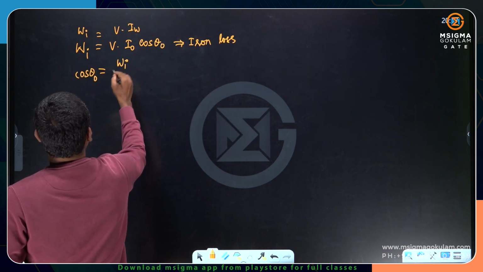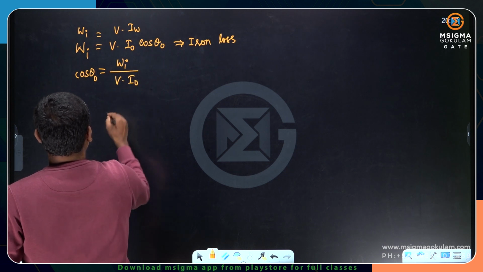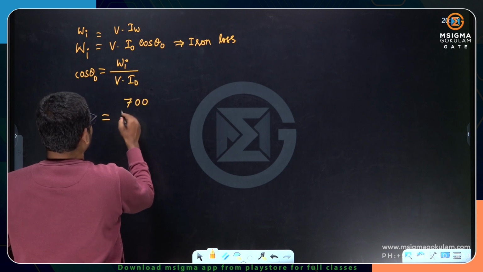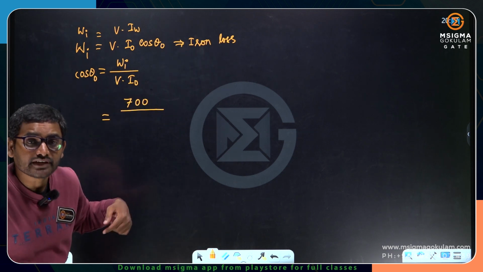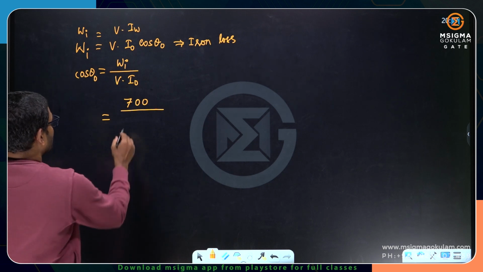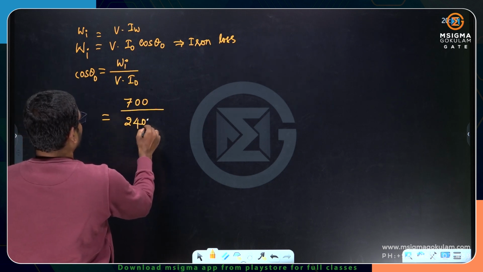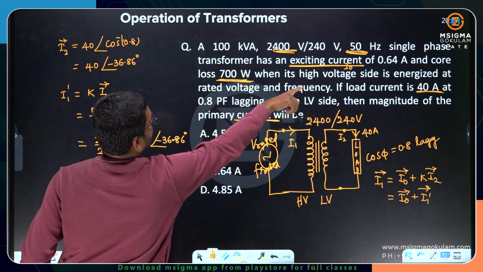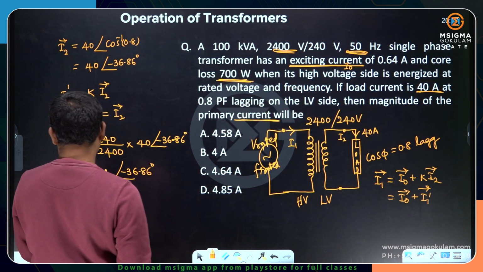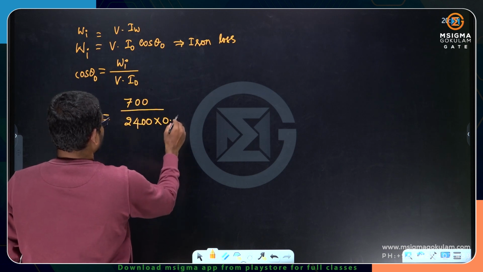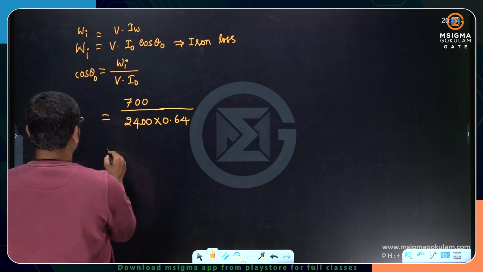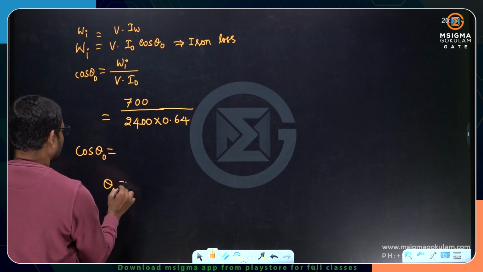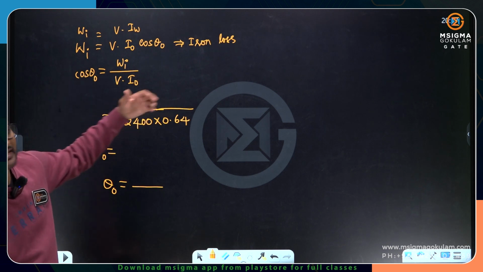So Wi divided by V into I naught. What is Wi? He has given the wattmeter iron losses as around 700, and the voltage, where we are applying voltage, on the high voltage side, 2400, into I naught. By the way, he has given I naught, the exciting current, as around 0.64 amperes. So if you take this, you will get the power factor, cos theta naught. Now from this, you can calculate theta naught. Now add that theta naught to I naught.